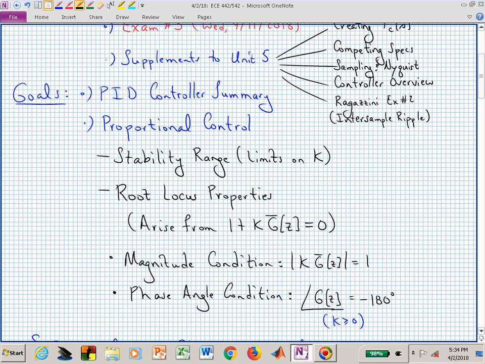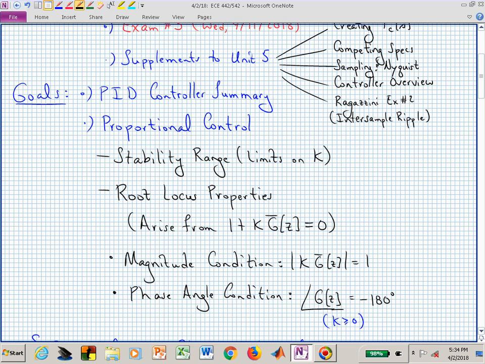You might have ended up with a proportional controller, your C of Z being just a constant. But we'll talk about the stability range. What are the limits on K? Can we adjust that K the way we want arbitrarily, or are there restrictions on some interval of K that actually causes or allows the system to be stable?